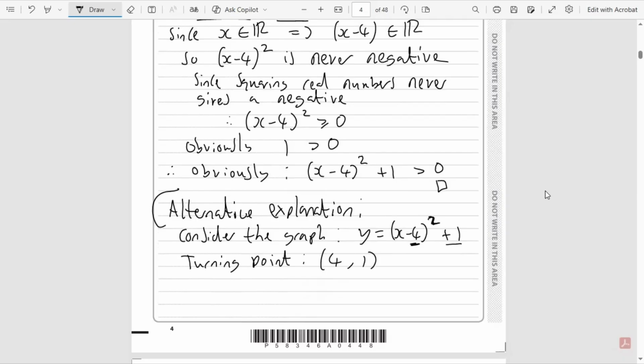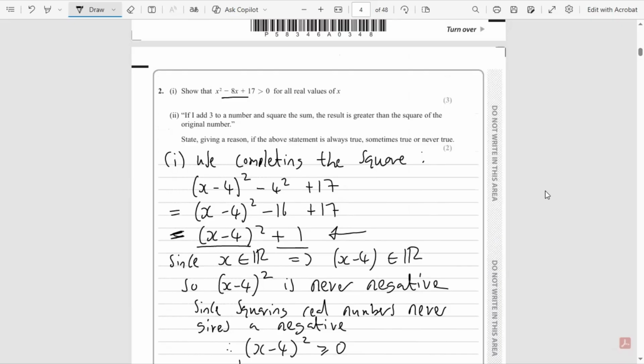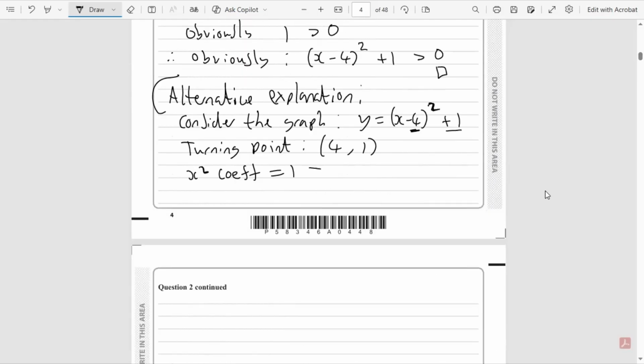Now, in terms of the shape of the graph, we know that the x squared coefficient was 1. If we go back to the start of the question, you can see the x squared coefficient there is a 1. So that means that this is positive. Therefore the shape of the quadratic is going to be a U shape, a parabola, because of the positive x squared coefficient. So therefore the sketch of the graph looks something like this.